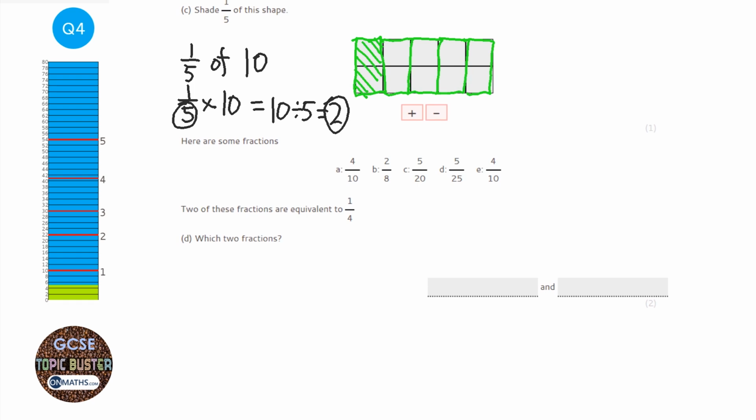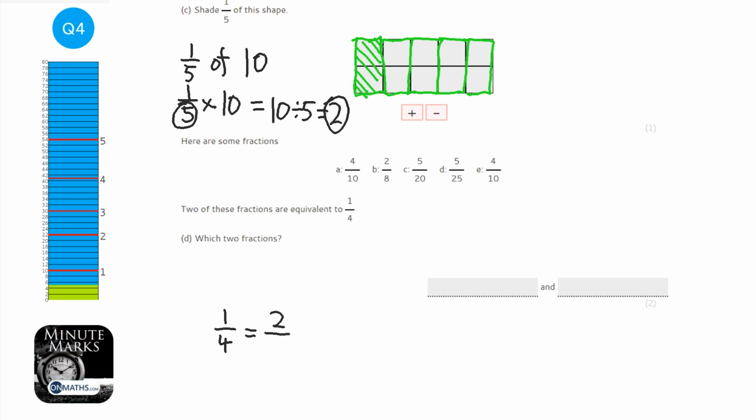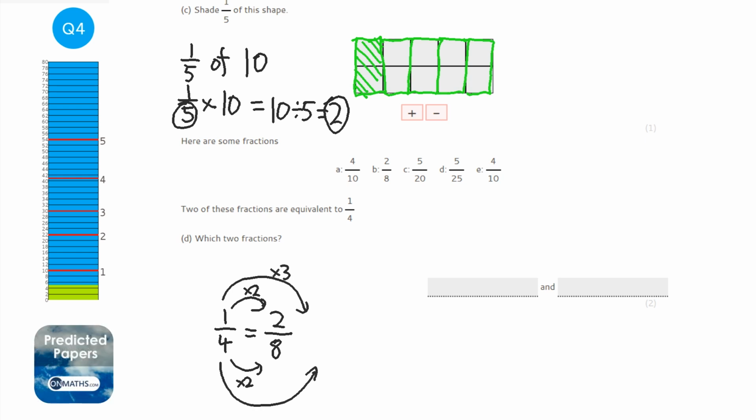And the last question says, write down the fractions there that are equivalent to a quarter. Well, a nice easy way of starting this question off is just write down things that are equivalent to a quarter. So what I'm going to do is I'm going to times top and bottom of this fraction by 2. So 2 over 8. Then I'm going to times them by 3. So it would be 3 over 12.